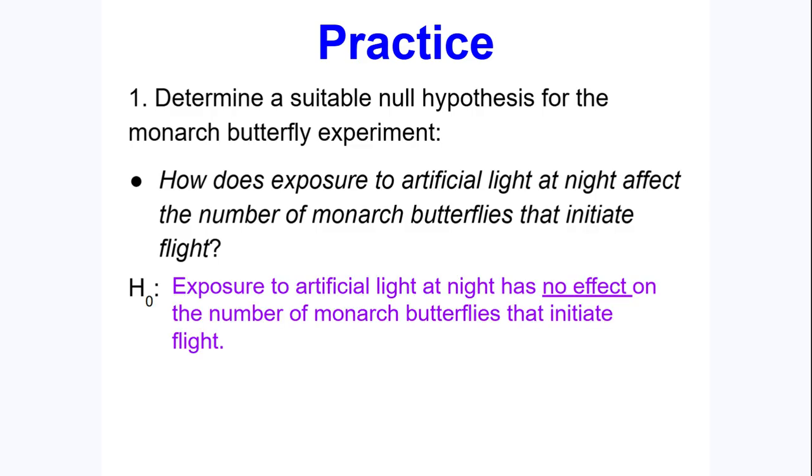The null to that would be: exposure to artificial light has no effect on the number of monarch butterflies that initiate flight. So here you see, in the very beginning, when we were introducing the monarch butterflies, we had a directional hypothesis. We said it would increase the number of monarch butterflies. Now that we have a null, we can just say it has no effect on the number. So here I want you to work on practice problems 2 through 4.